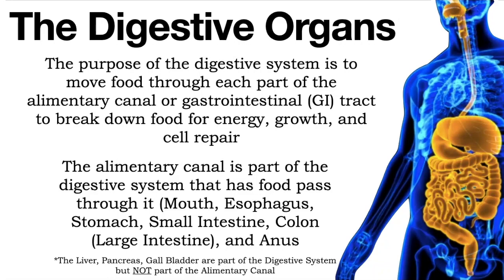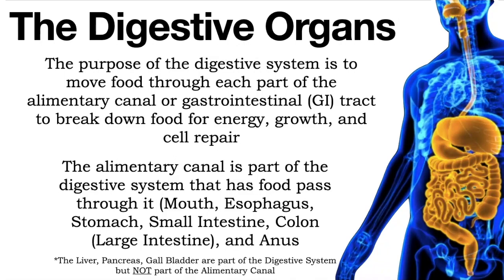Now remember, proteins are going to be broken down into amino acids, carbohydrates, primarily polysaccharides, broken down into disaccharides, and then monosaccharides. So we know the purpose of the digestive system is to move the food through the alimentary canal and then break down that food and allow the blood to absorb those nutrients, those elements, and have the blood send it to the cells for energy, growth, and repair.